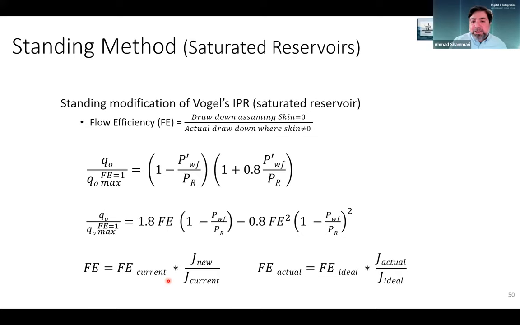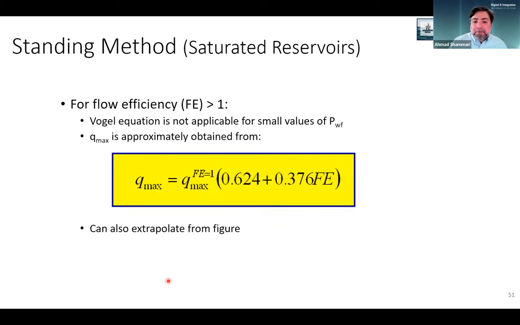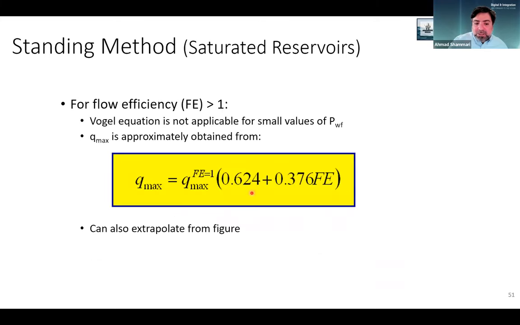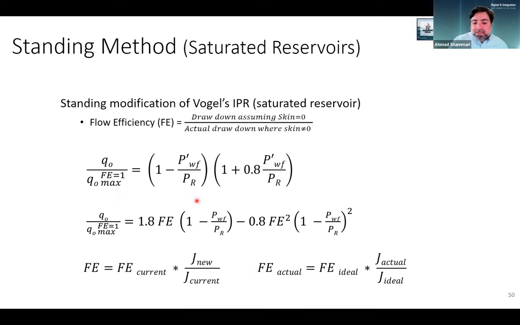So this is in a nutshell, and there is no really major change. The only thing is that for flow efficiency higher than one, the Vogel equation is not applicable for small values of PWF. Why is that? If you recall from this equation here, if this number is higher than one, and then it's raised to the power of two, then we are subtracting a large number here. That means the IPR curve will start curving down, which is not realistic. That's why for that, we are just going to use Q max using this empirical equation here, and then we just extend the line. We don't use the equation to calculate Q by PWF for high values of PWF if the flow efficiency factor is higher than one, okay?